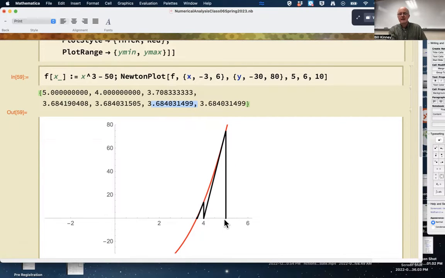And you do see it in black here going up to the graph. This is the tangent line at this point. Find its x-intercept, go up to the graph again, find the new tangent line, find its x-intercept. We're already so close you can barely tell the difference anymore.